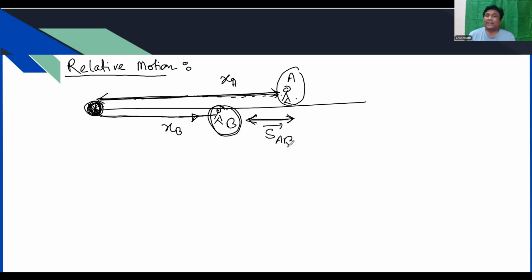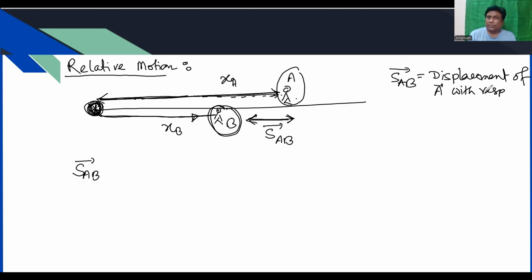So it is read like this. SAB means displacement of A as seen by B, which means the observer is B. So what is SAB? SAB is the displacement of A, meaning who is going, A, but who is seeing it, with respect to B. B may also be moving, no problem, but B is the observer.